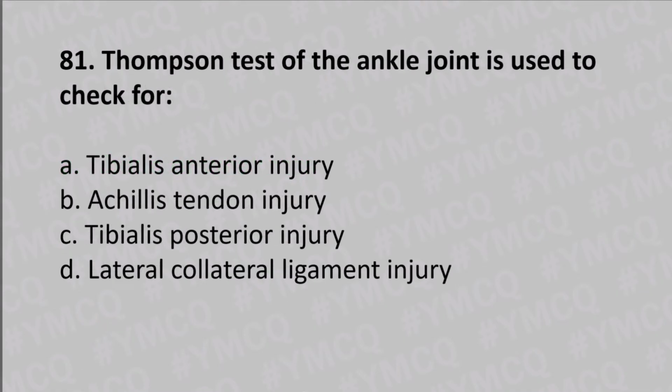Moving to our 81st question. Thompson test of ankle joint is used to check for option A, tibialis anterior injury. Option B, Achilles tendon injury. Option C, tibialis posterior injury. Option D, lateral collateral ligament injury. And the answer is option B, Achilles tendon injury.